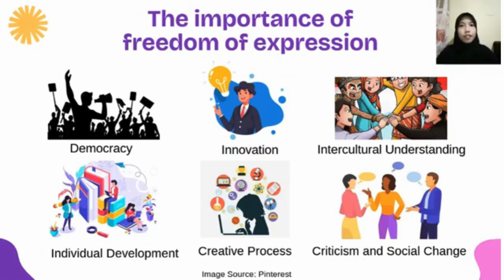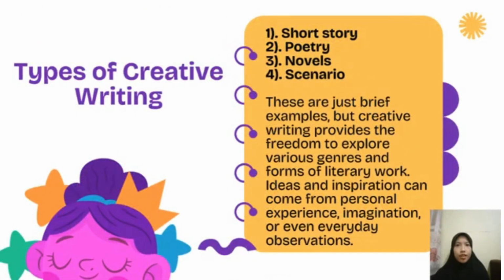The fifth is creative process. It supports the creative process in art, science, and innovation by providing space for diversity of expression. Last but not least, criticism and social change. It facilitates constructive criticism of unjust policies and practices and promotes positive social change. Then, there are various types of creative writing, including short stories, poetry, novels, and scenarios. These are just brief examples, but creative writing provides the freedom to explore various genres and forms of literary work.